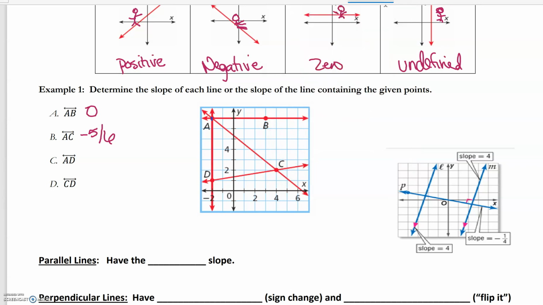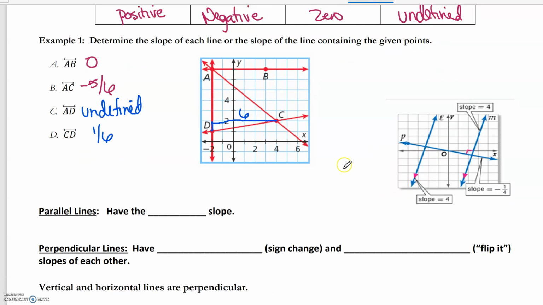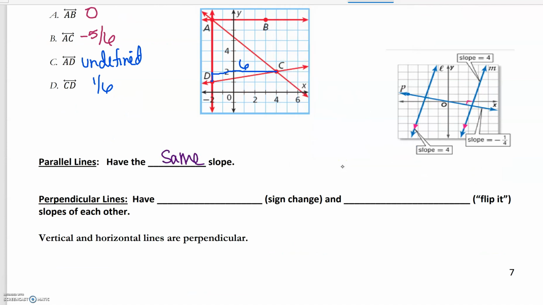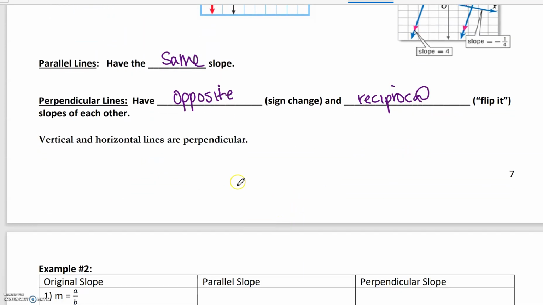All right, so AD is this vertical line that is undefined. And CD, we're going to go up 1 and right 1, 2, 3, 4, 5, 6. So 1 over 6. Parallel lines have the same slope. Perpendicular lines have opposite slopes, so we change the sign, and then take the reciprocal, we flip it. So two things we've got to do. Vertical and horizontal lines are perpendicular.